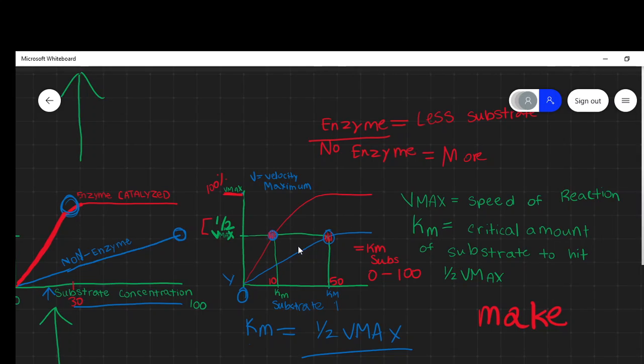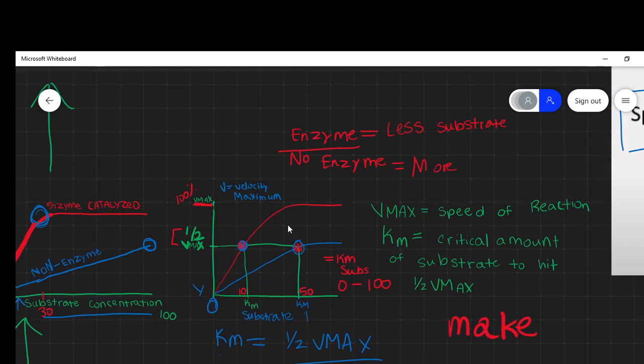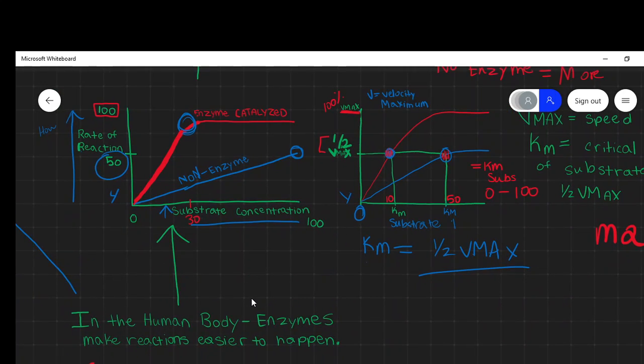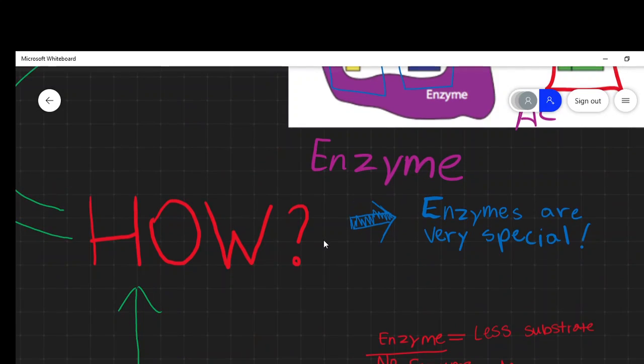This graph is showing basically the same thing. At 1/2 Vmax, the non-enzyme catalyzed reaction, which happened spontaneously, only reached about 50% at maximum capacity. But the enzyme was able to reach maximum velocity at around 30-40% substrate concentration. So if you have enzymes, you don't need as much substrate. But if you don't have an enzyme, you're going to need a lot of substrate to make sure it happens. And that's basically a lot about enzymes.